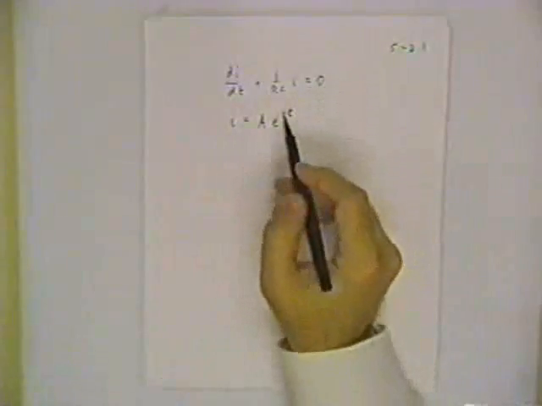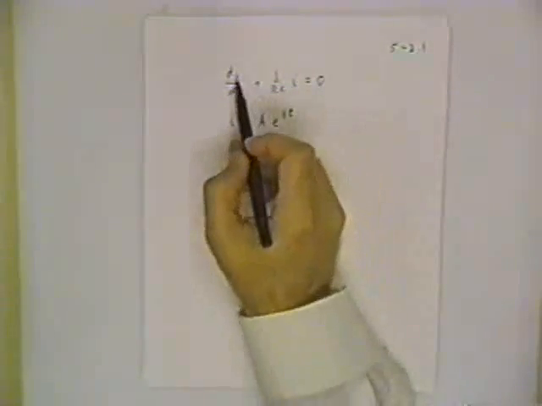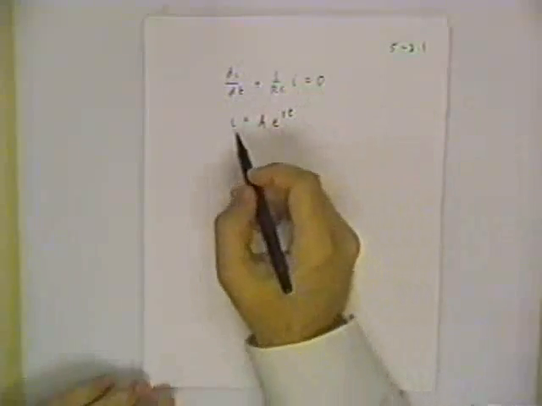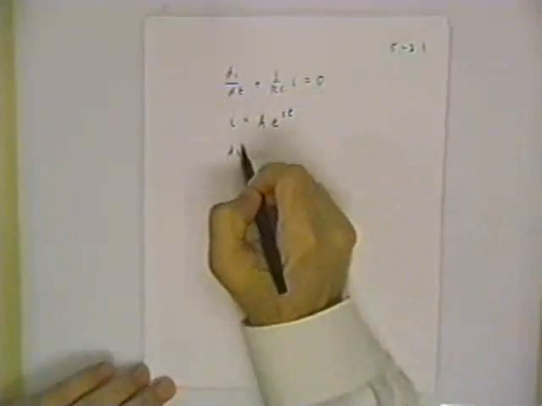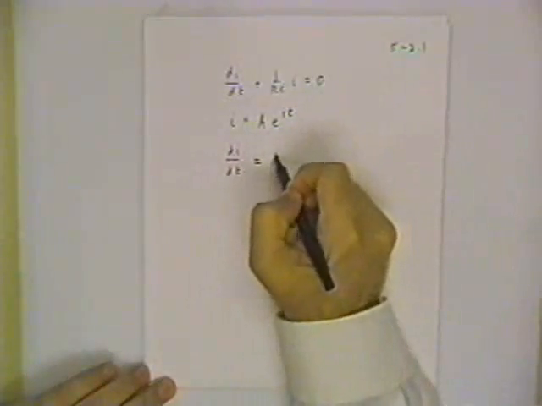If you want to, you could verify by substitution that if I just substitute this expression in for I in both of these terms, I get an identity. And what this tells us is that if I is an exponential, then di/dt is also an exponential.